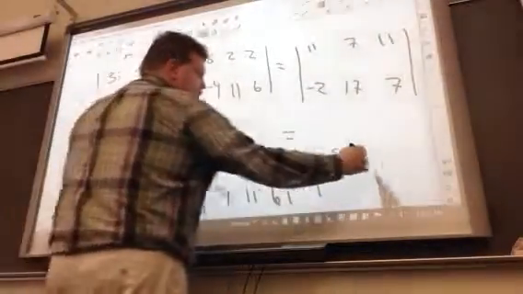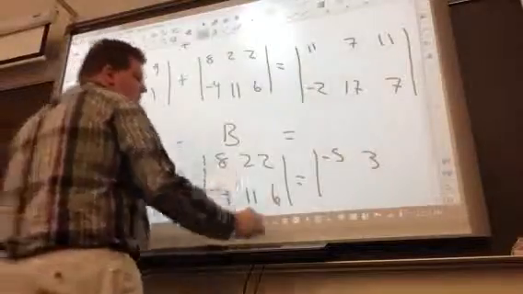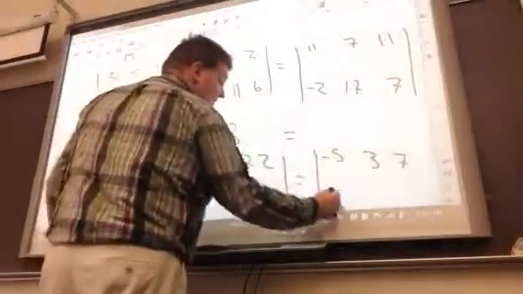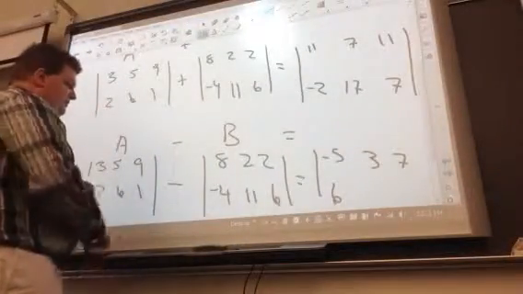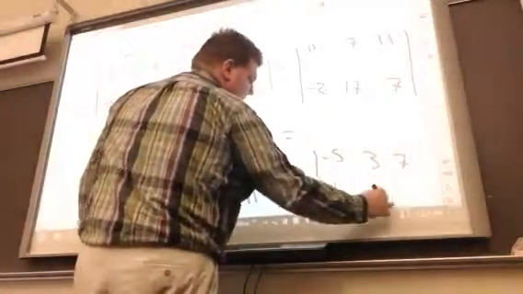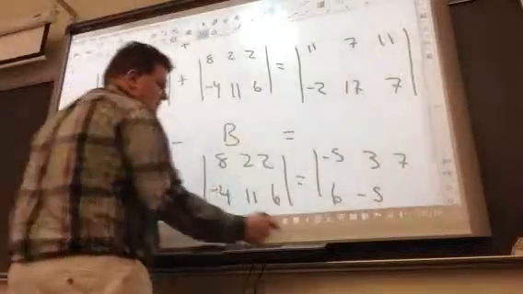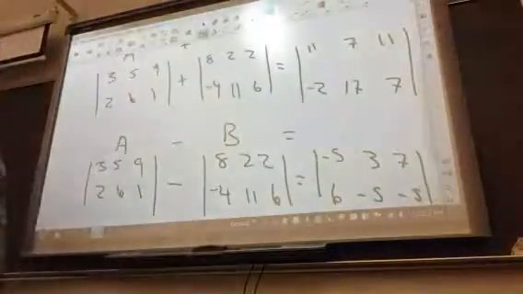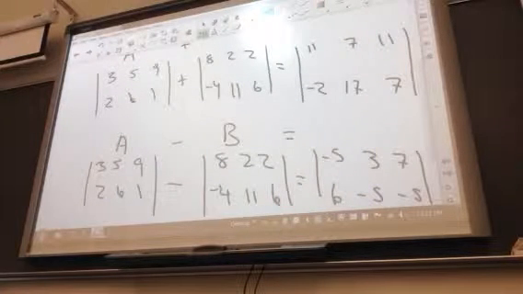5 minus 2, which is 3. 9 minus 2, which is 7. 2 minus negative 4, which is 6. 6 minus 11, which is negative 5. And then 1 minus 6, which is negative 5 again. And that's all there is to it. Any questions on how that works?